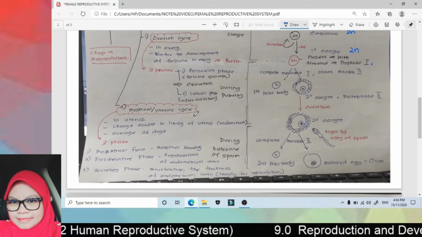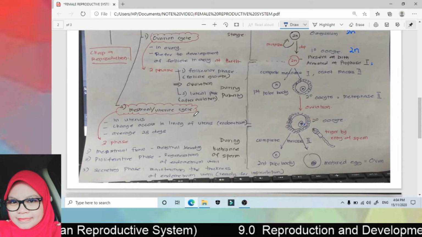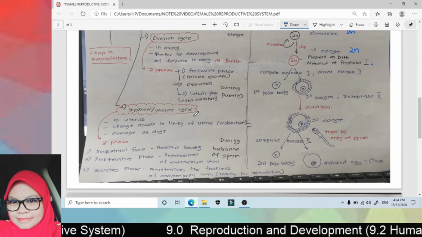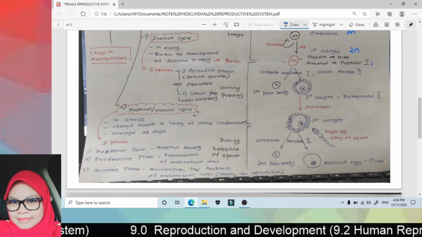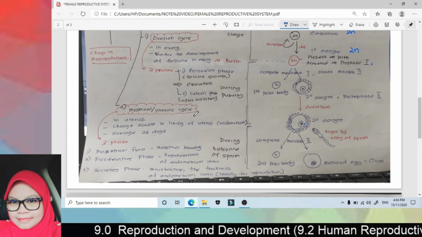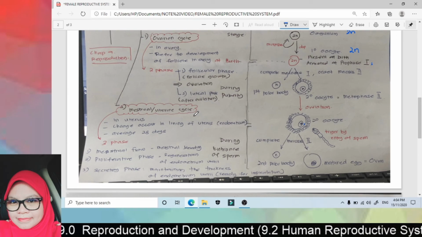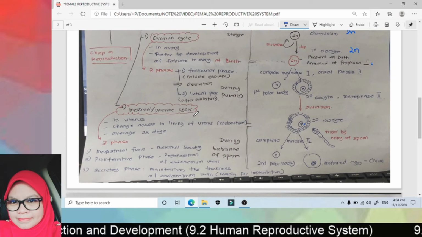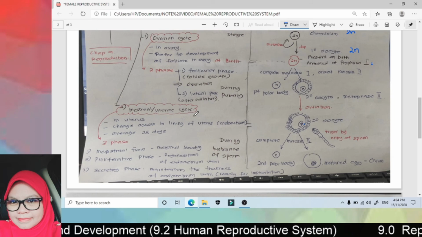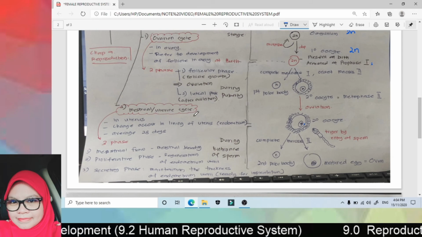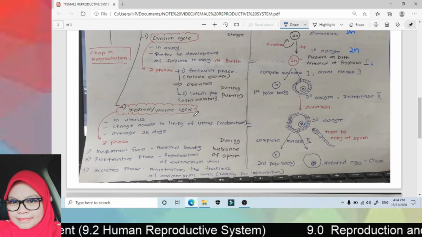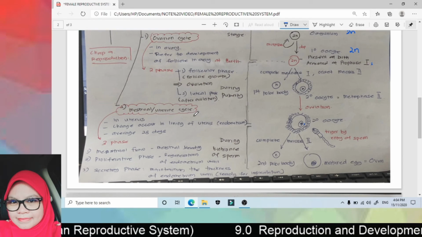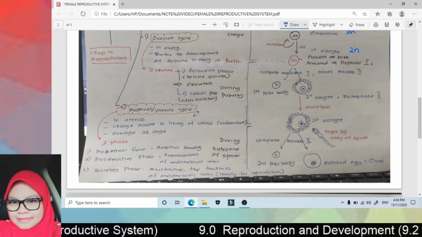And then the second cycle is called menstrual cycle. Okay, the second cycle actually is menstrual cycle or called as uterine cycle. And this cycle occur in uterus. Ingat tak tadi uterus? Okay, uterus tadi yang kita kata house of developing of embryo and fetus. And then di uterus itu apa yang akan kita tengok dalam cycle ini is about the change in the lining of endometrium wall.